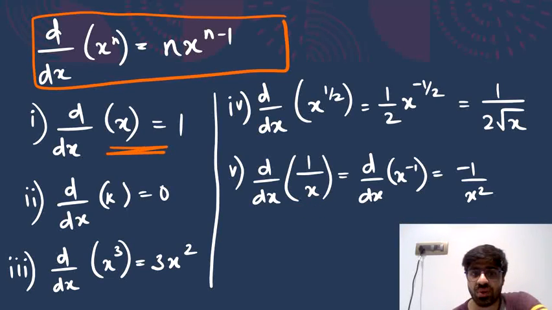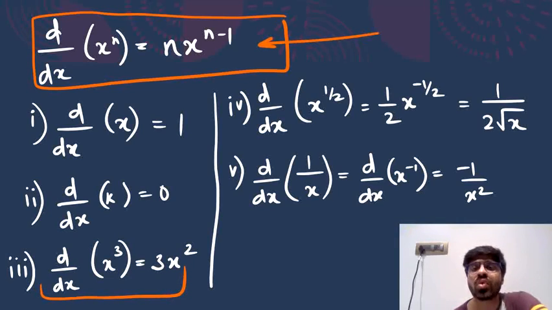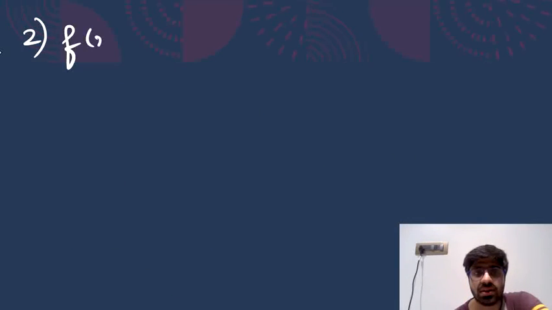Also the derivative of x will be 1, and the derivative of a constant will be equal to 0, and the derivative of in general any power of x, to evaluate that, you can use this very formula, that is the derivative of x power n will be n times x power n minus 1. Okay, with that we go ahead with our second result, that is f of x equals sin x.